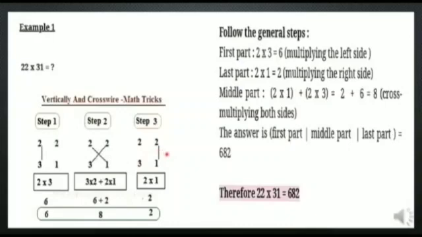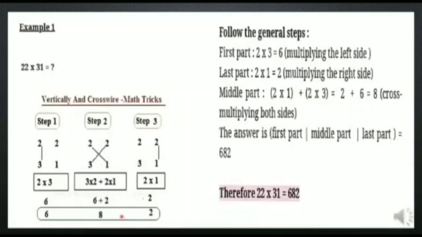And now for step 3, we will be multiplying the numbers on the right hand side, or we can say the numbers on the ones place. So what are the numbers on the ones place? 2 and 1. So when you multiply 2 and 1, you will get an answer as 2. So you will just write the answer as 682. So the answer is 682.